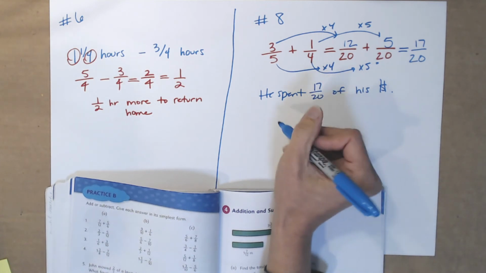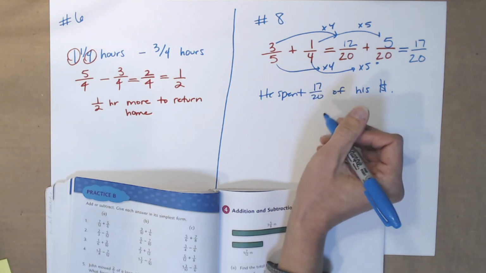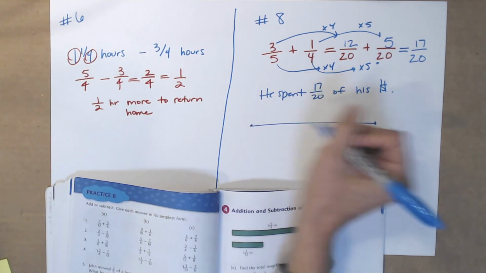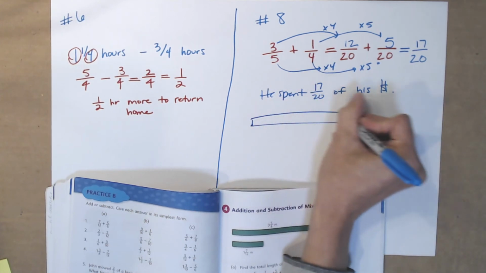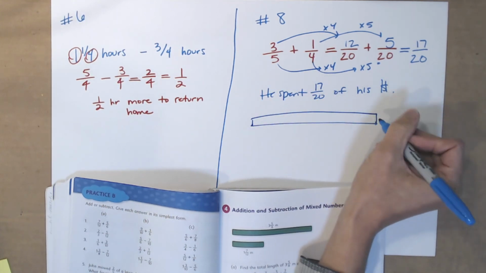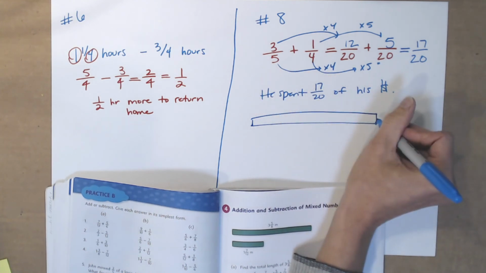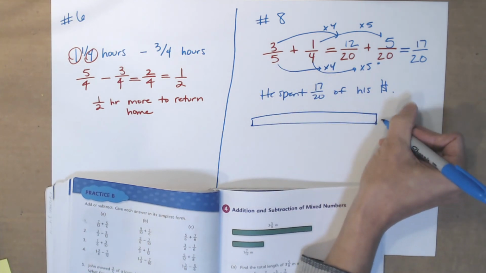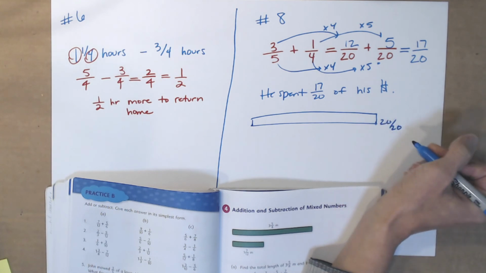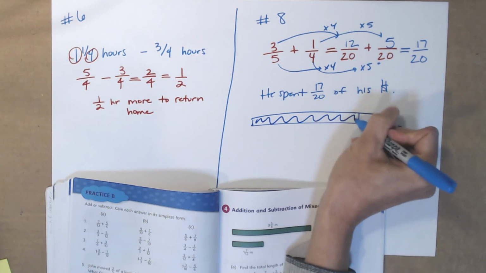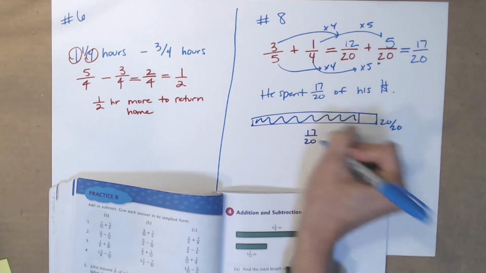what fraction is left? So his total amount of money, let's just say this is his total amount of money. You actually use it like a bar. His total amount of money would be 20/20. Imagine this is 20 pieces. So 20/20 would be his total amount of money. So he's somewhere like here. He's spent 17/20.